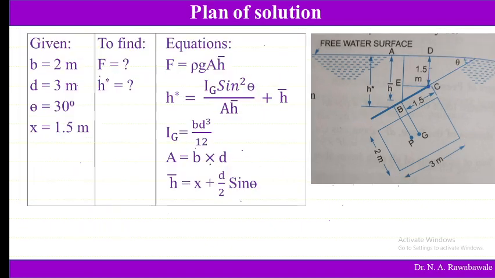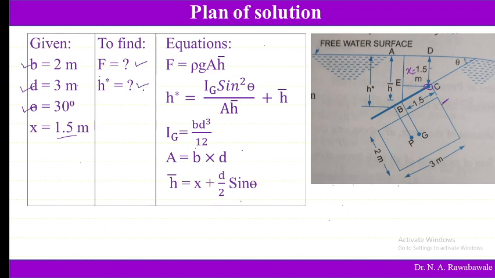So here it is given that the plane is a rectangle having width 2 meter, depth 3 meter, and it is inclined to the free surface at 30 degree, and the distance of the upper edge is 1.5 meters. So this upper edge, this point C, is at 1.5 meter from the free surface. This distance is x, so that is given.